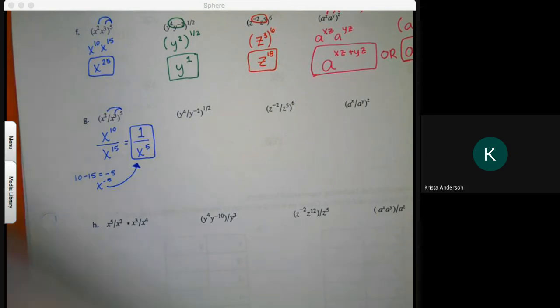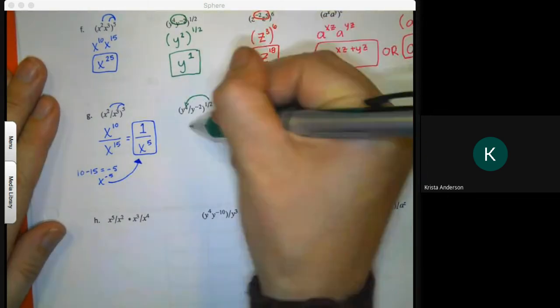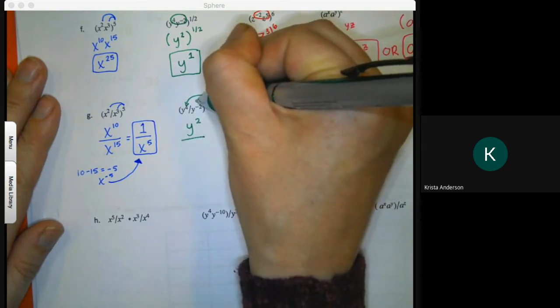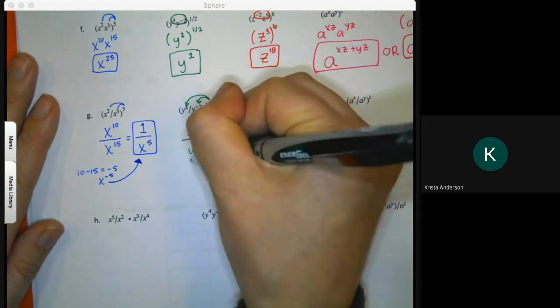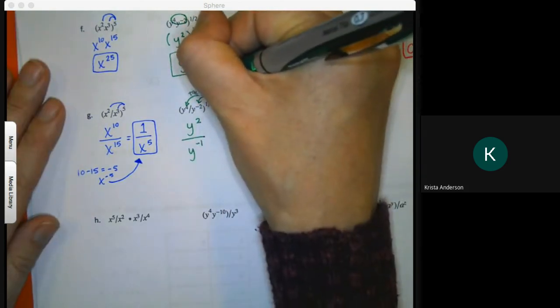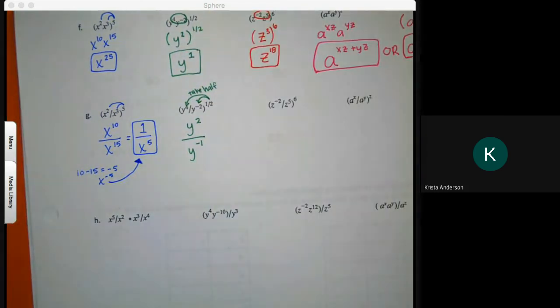Let's do this one the same way. What's half of 4? 2. What's half of -2? -1. Okay, so I cut those in half. Now, the negative power on the bottom, something's going to happen. Does anybody think they know what will happen?